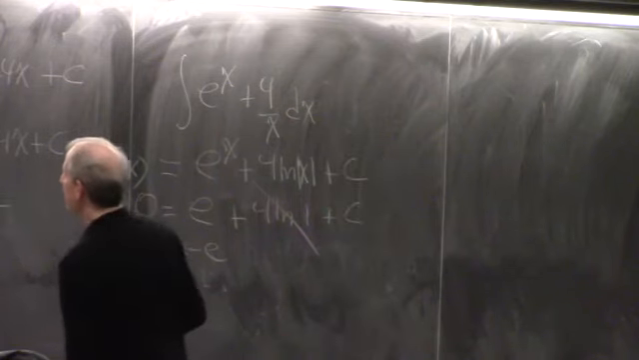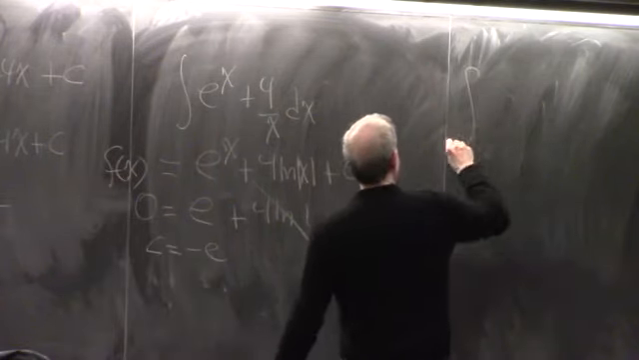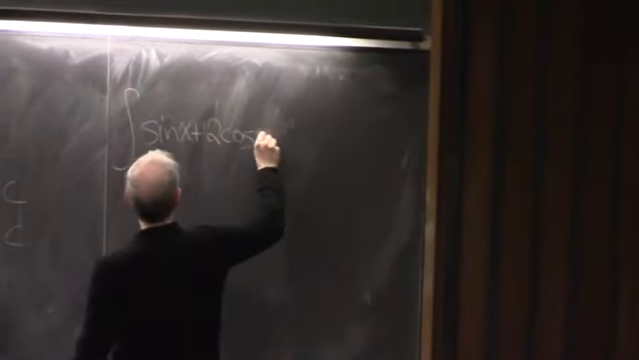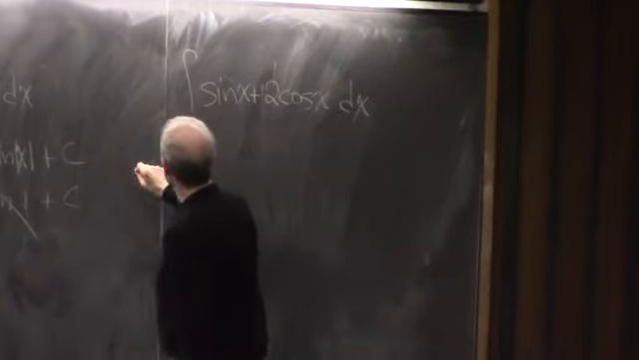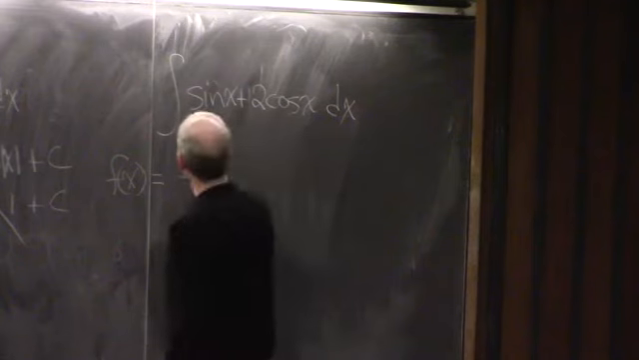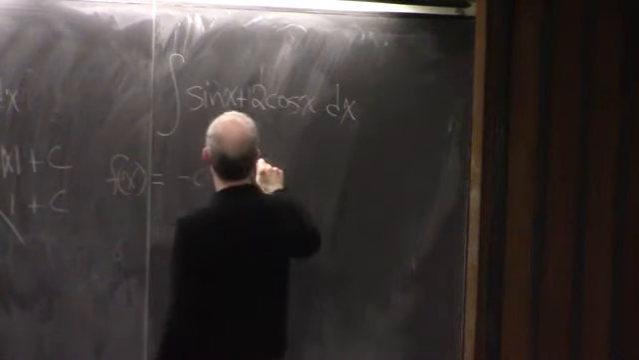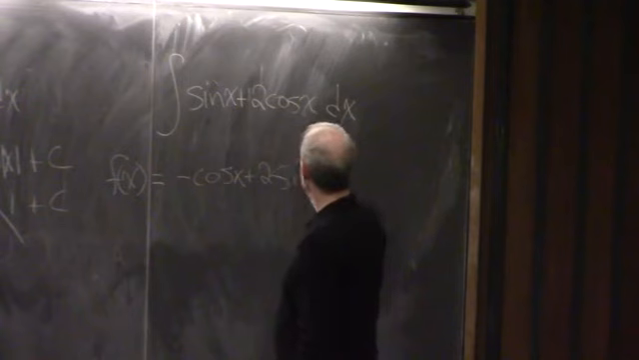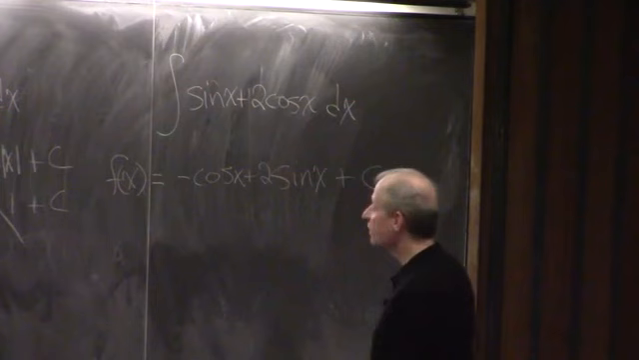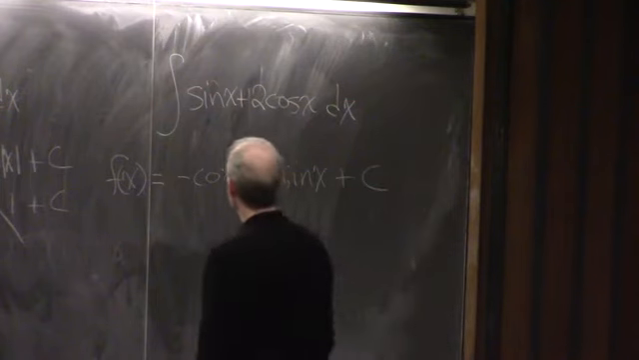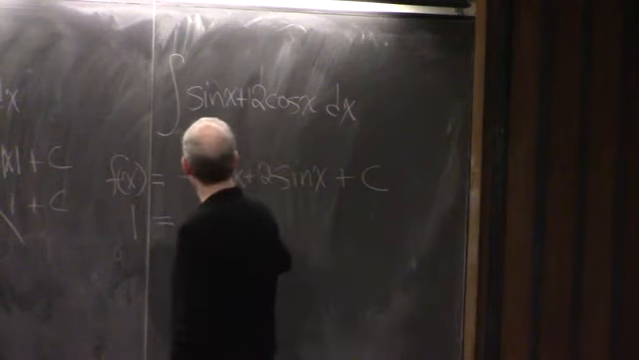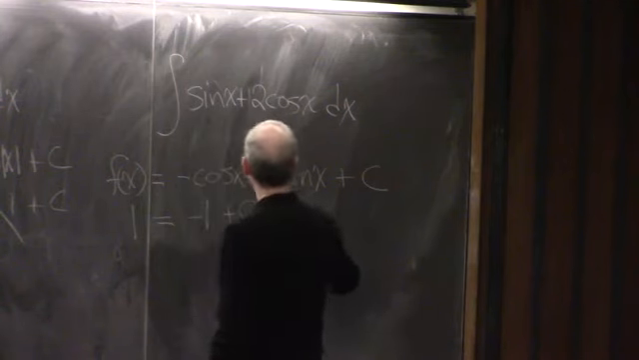Alright. Now we've got sine x plus 2 cosine x dx. So f of x would be the integral of sine is minus cosine, the integral of cosine is sine, plus c, and f of 0 is 1. So 1 equals, the cosine of 0 is 1, so this is negative 1 plus 0 plus c, so c is 2.